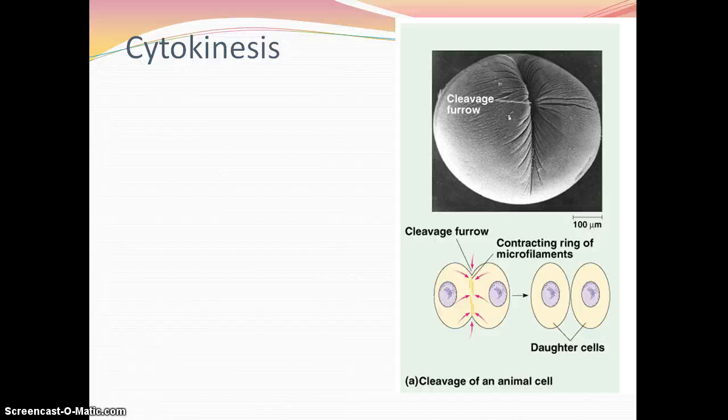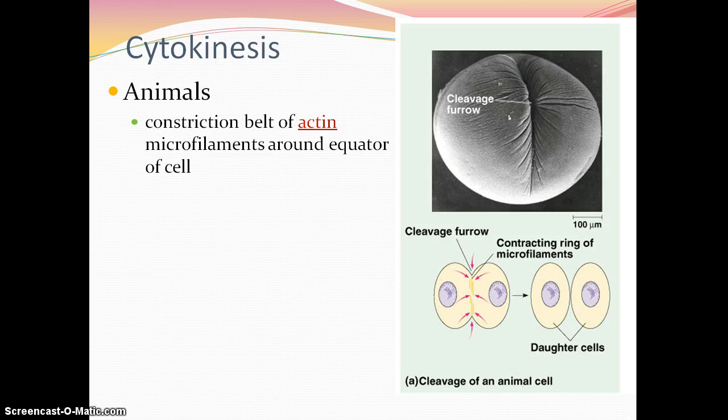So in an animal cell, we have a cleavage furrow occur. And so you see that picture there on the top of a cleavage furrow occurring in the cell. And you can think of it, what's occurring actually is like a constriction, like a belt being tightened. And that belt is made of actin and microfilaments around the equator of a cell. So it's just tightening it off to actually cause the cleavage that's needed in order to get our two daughter cells.